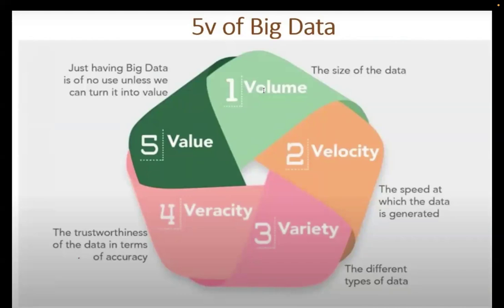Then there is variety. Variety is types of data. Types of data as in structured, unstructured, semi-structured. Accordingly, you have to decide. We are going to talk in detail about structured, unstructured in our next sessions. For now, just understand that there are varieties of data. It could be in CSV, it could be in Excel, it could be in JSON.